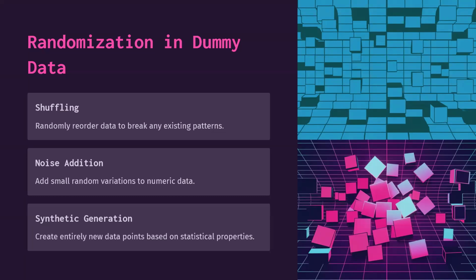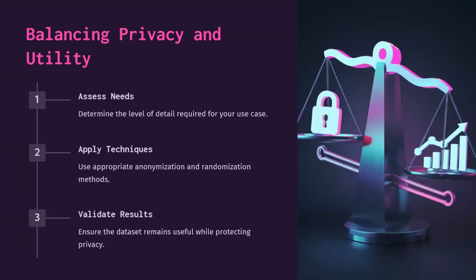And remember, after that, we talked about balancing. When you're balancing, you are referring to privacy and utility. Make sure I'm maintaining the privacy, but again, the utility. That's why you need to assess the needs, apply the right techniques, and also validate.